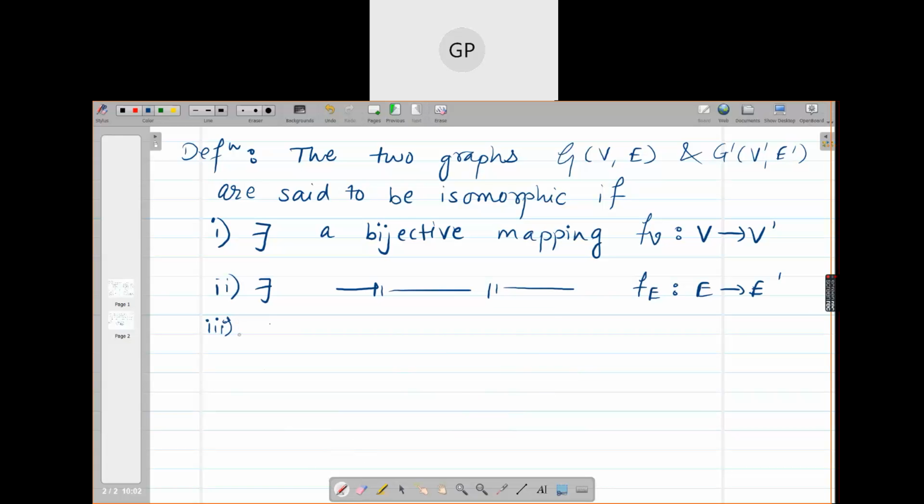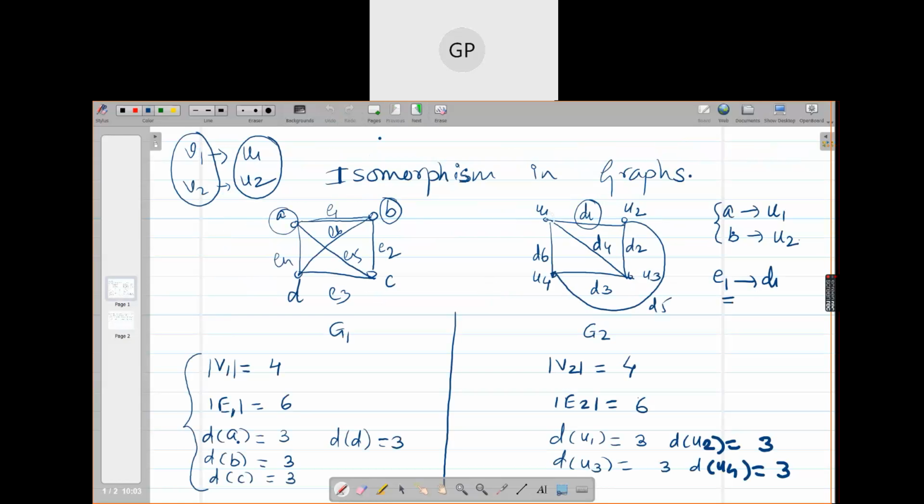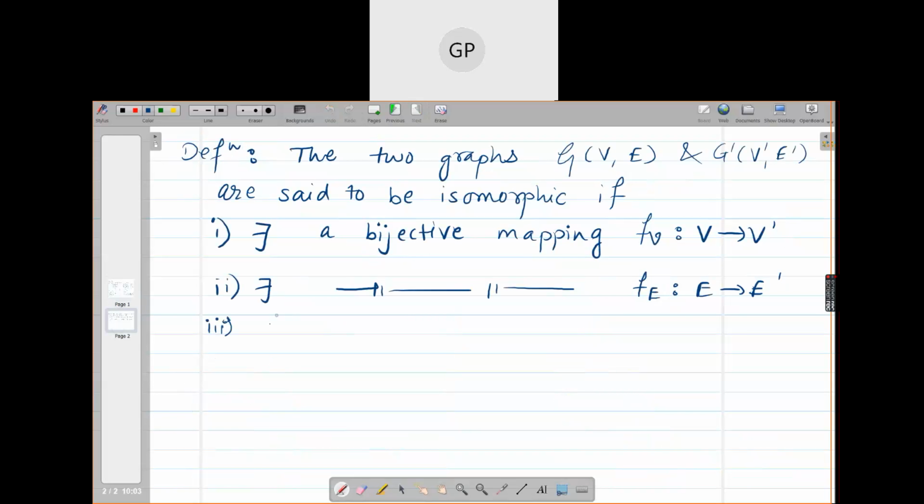For every vertex here, you will get a different vertex, and for the vertex there also there will always be a different vertex. That means if you are mapping A to U1, you cannot map B to U1 again. Do you understand this? If A is mapped to U1, you cannot map B to U1. Whenever, the third condition is important.